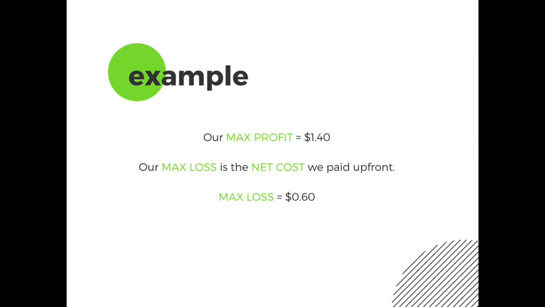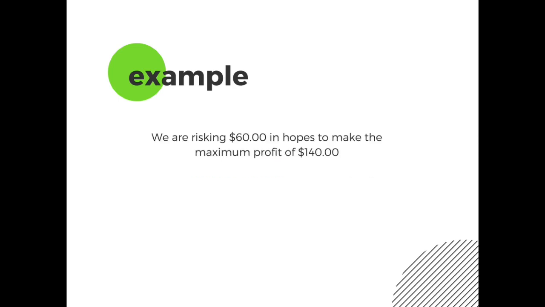With the bull call spread, our max loss is the total net cost that we paid up front. So for this trade in particular, we have a max loss of 60 cents or $60. Now this means we are risking $60 in hopes to make up to $140. That is very good.